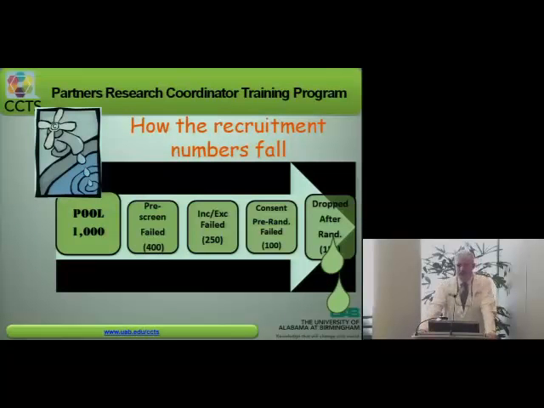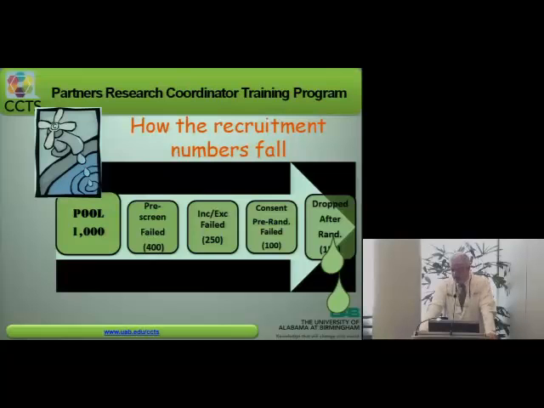Okay, here's what I was telling you about the recruitment numbers. You have a pool of 1,000 people. You pre-screen people, which is essentially looking to see if they have the disease process, if they have the right blood work, what have you, per the protocol. You lose about 400 from there. You look at your inclusion-exclusion. You lose another 250. Then you consent, and they pre-randomize, but yet they fail that.